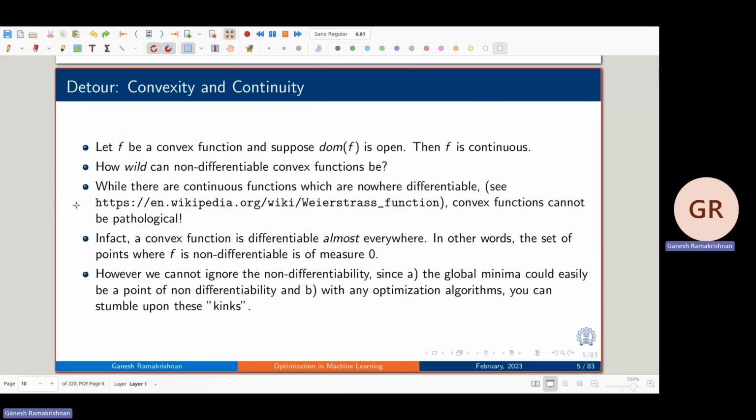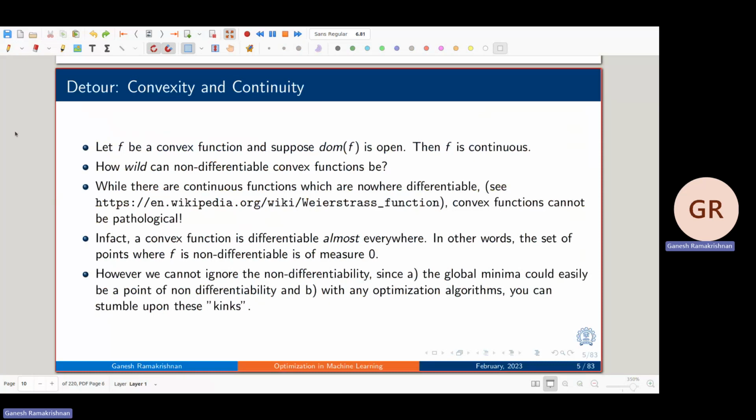By the way, you may also have other questions. What about convexity and continuity? Is a convex function always continuous? Because we looked at the convex set, the epigraph, and all that, and we found some interesting properties. You don't expect so much disconnectedness in convex sets. Can we expect discontinuity in a convex function?